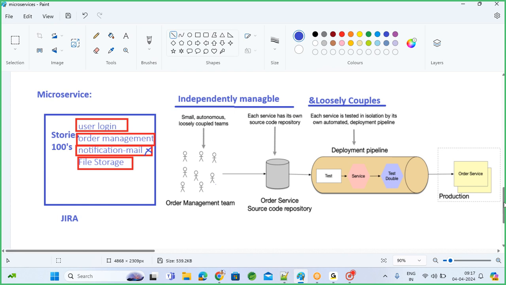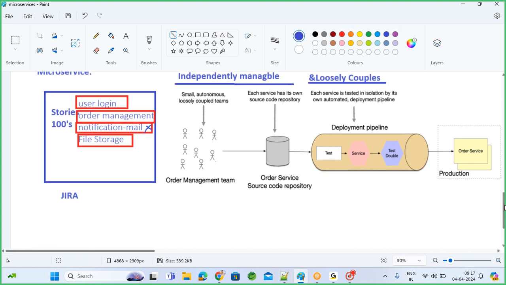So how will you understand this? From your user stories only you need to understand that. Then only can you create it as an independent microservice.